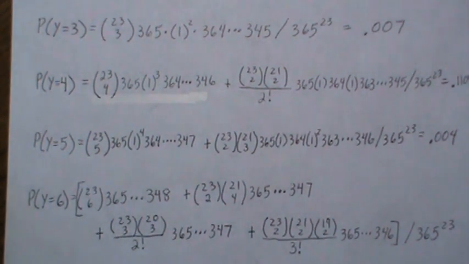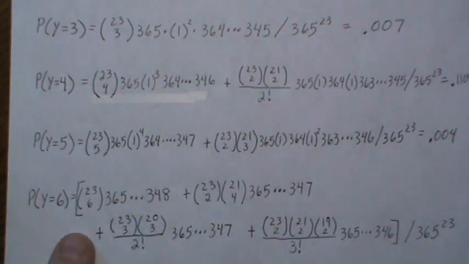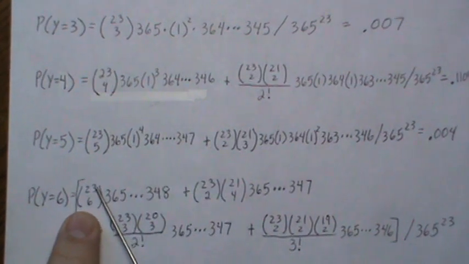So 6 people could have the same birthday, or it could be 2 have the same birthday and then 4 have the same but another day. Or it could be 3 have the same and 3. Or it could be 2, 2, and 2. All these are cases where 6 people have a match, right? So we have to consider those 4 cases individually. So this is when 6 have a match.